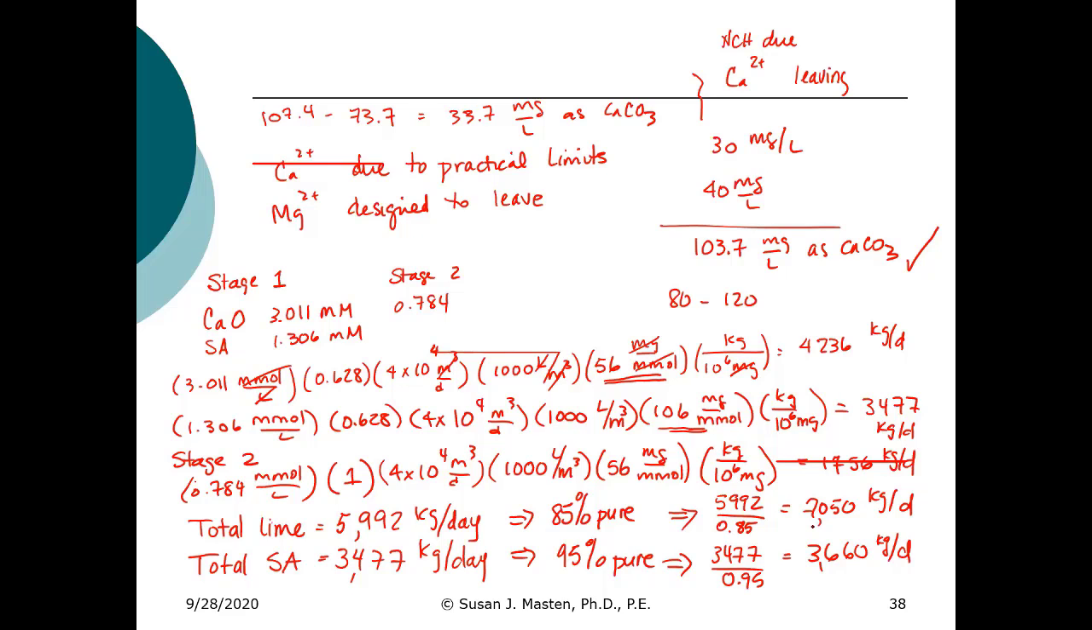These are not small volumes. And which also means that the amount of sludge that we're producing is also not a small volume. So this is the final answer in terms of the amount of lime and the amount of soda ash that we would need to treat this volume of water. It's a significant amount. Any questions?